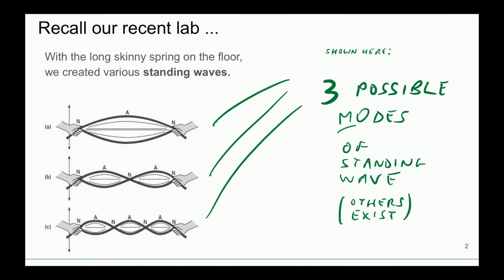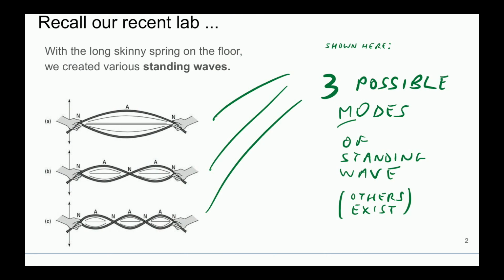You might remember doing experiments with springs on the floor and trying to find v equals f lambda and all that. You notice that you could make different shapes. I'm showing 3 of them here. I'm going to give them a name now. I'm going to call those shapes modes with an M.